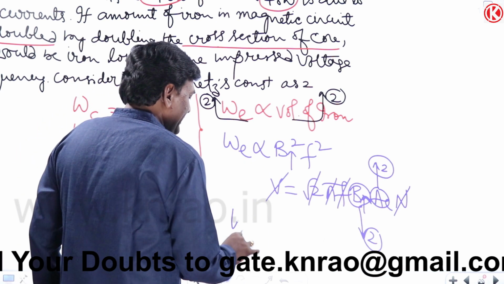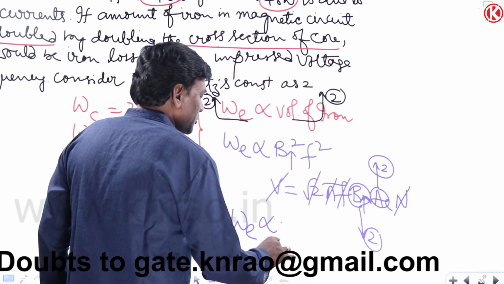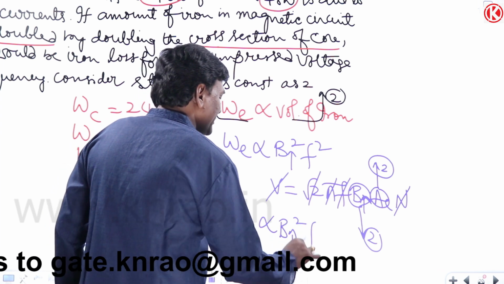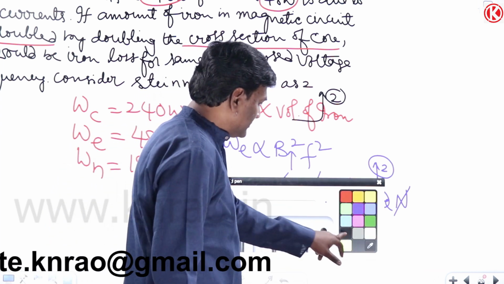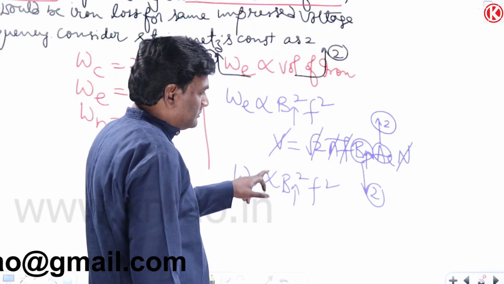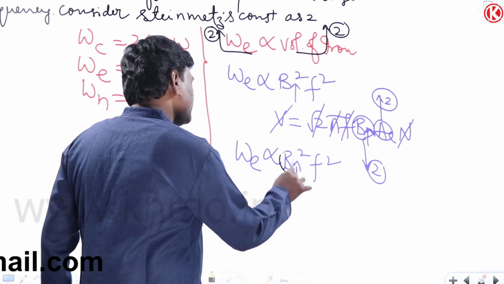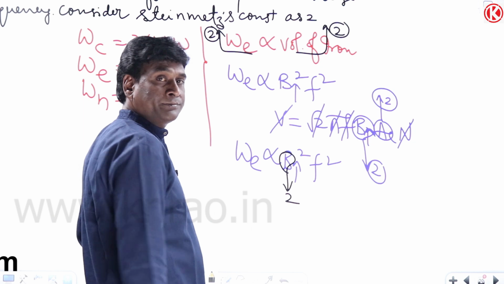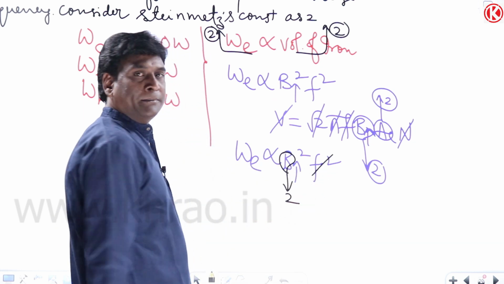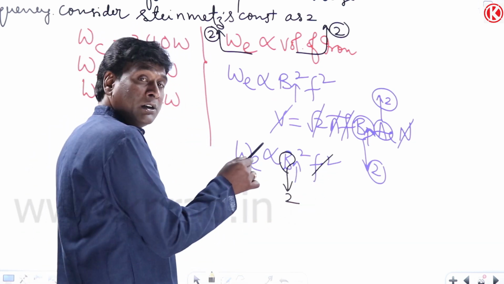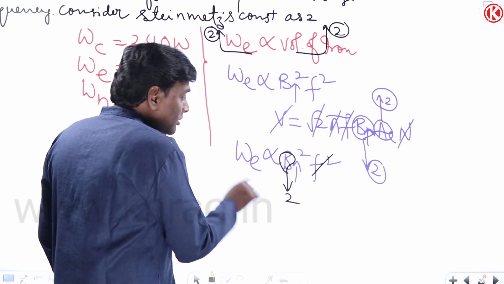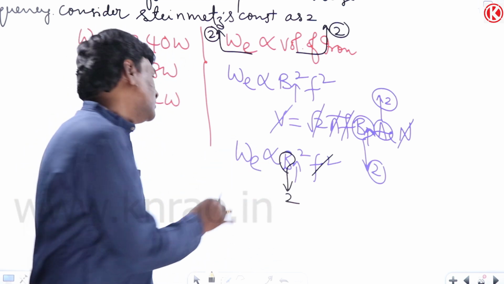Now in this, eddy current losses are directly proportional to Bmax square f square. In this, Bmax is reduced to half, and frequency is going to be the same. So from an operating engineer's point of view, eddy current losses should have been reduced by 4 times.